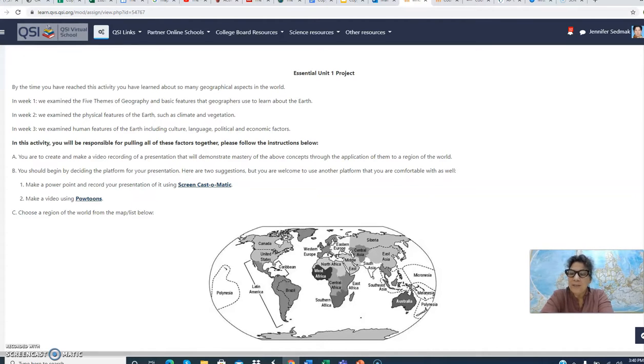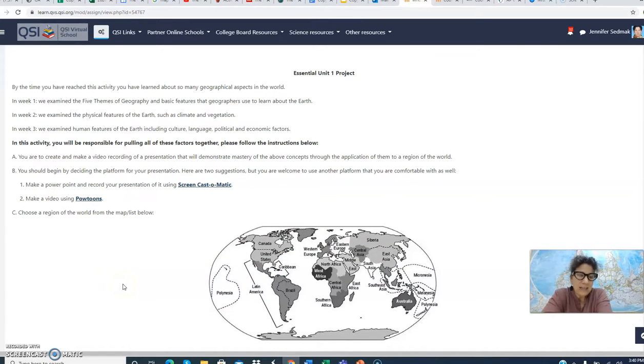You are required to make a video recording of a presentation that will demonstrate mastery of the above concepts through the application of them to a region of the world. That's why I have a map right here of the different world regions. And as I said, you have to make a presentation.